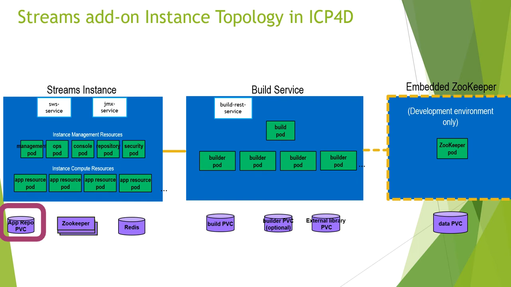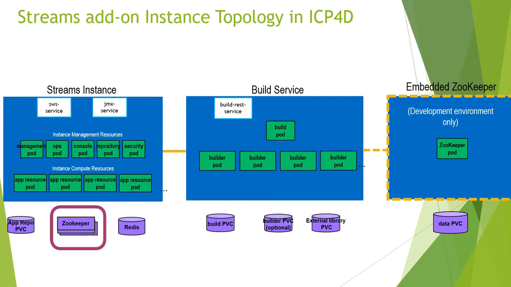The Streams instance requires a Zookeeper server to manage and store configuration information. You can set up an external Zookeeper for production environments, or you can use an embedded version of Zookeeper for a development environment. If you use an external Zookeeper, you must set it up before provisioning the add-on instance. If you use an embedded Zookeeper, this will be installed as a Helm chart, which I will talk about shortly.